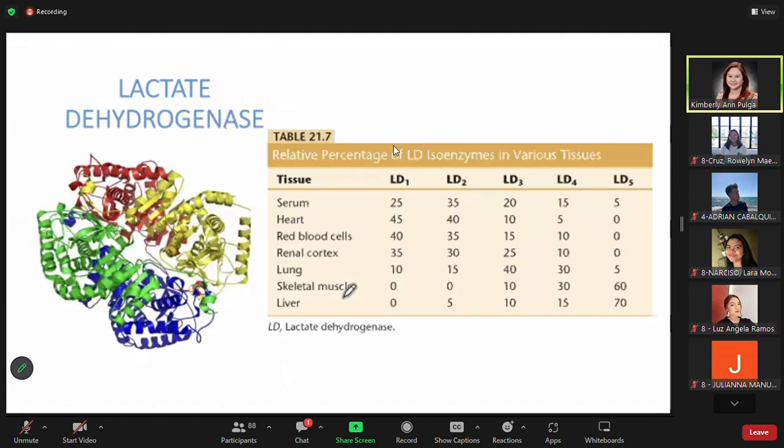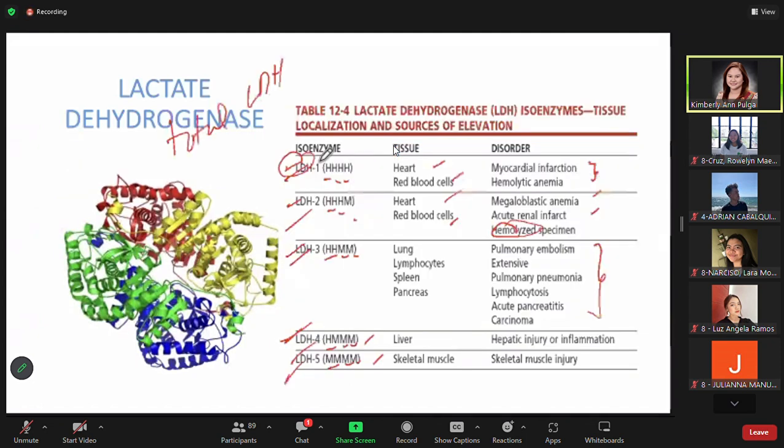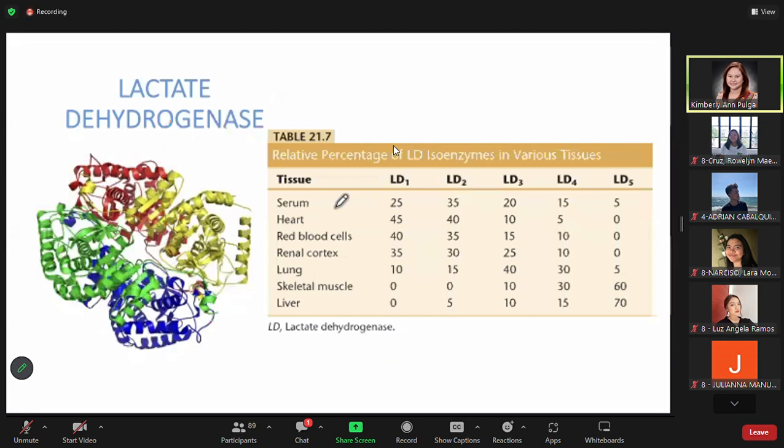Okay, so next here, this is from Henry's. You can see here the relative percentage of LDH isoenzyme in various tissues. On the previous slide, they were arranged according to their electrophoretic mobility: 1, 2, 3, 4, 5. Here, they are presented according to their relative percentage, and we can arrange the LDH according to their percentage in a serum sample.